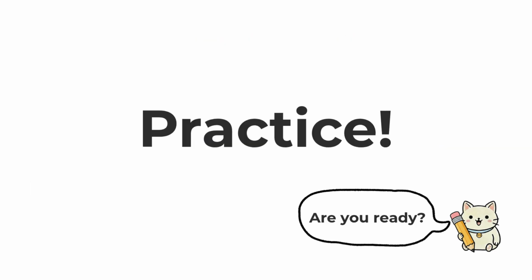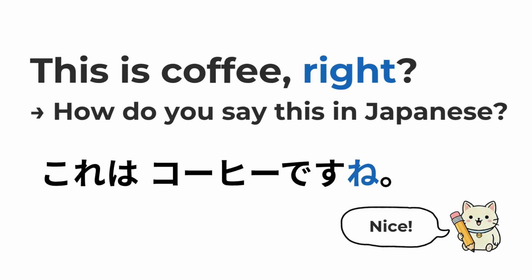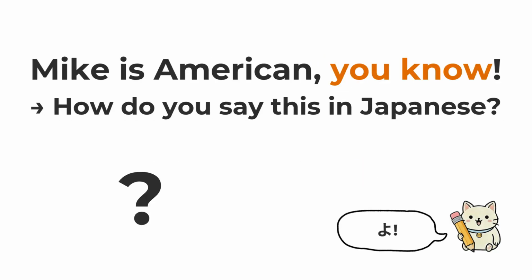Alright, let's practice. Ready? This is coffee, right? How do you say this in Japanese? Pause and try. これはコーヒーですね。 This is coffee, right? Nice.